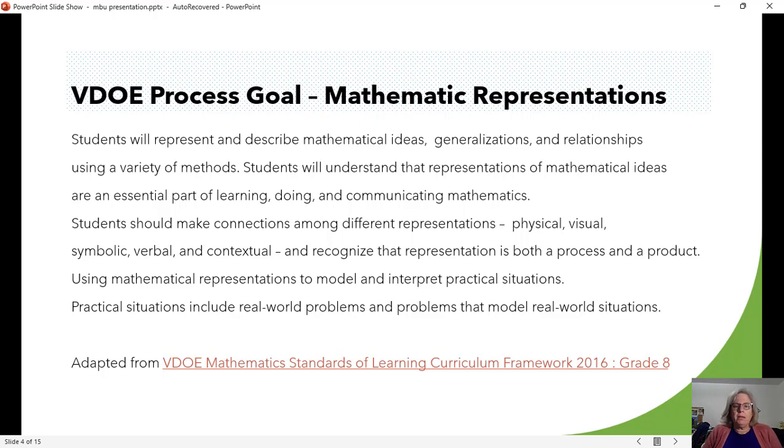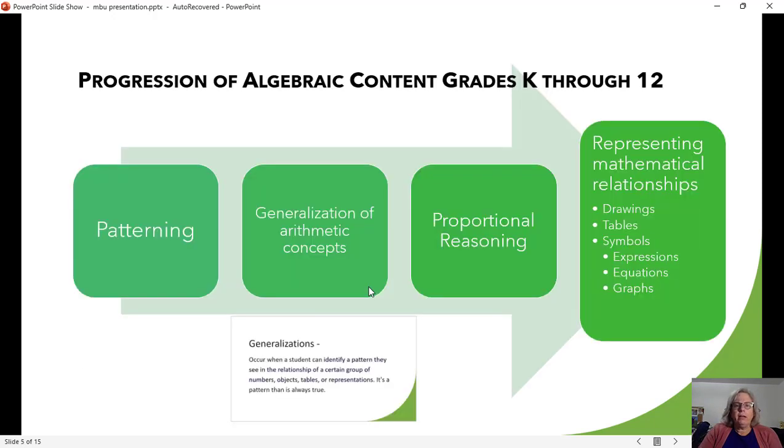Using mathematical representations to model and interpret practical situations is another part of this goal. And that would include real world problems and problems that model real world situations. Okay, all right, so here's the progression kind of in a nutshell.